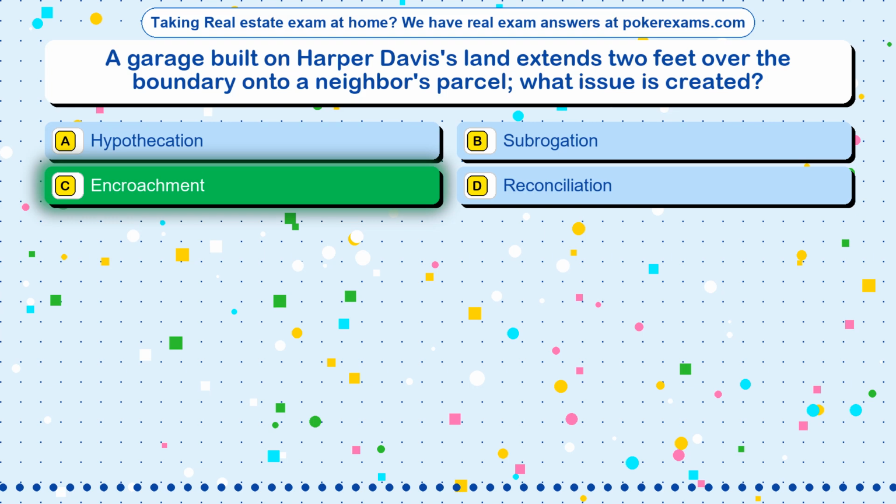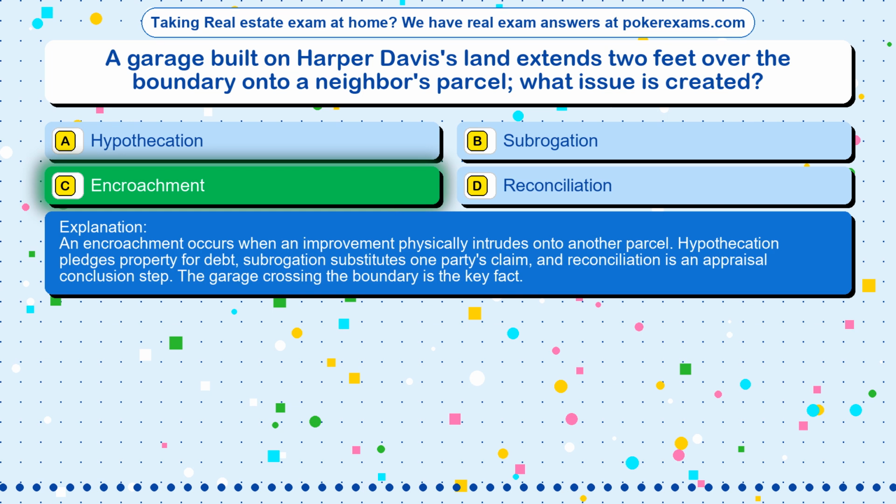The correct answer is option C. Encroachment. An encroachment occurs when an improvement physically intrudes onto another parcel. Hypothecation pledges property for debt. Subrogation substitutes one party's claim, and reconciliation is an appraisal conclusion step. The garage crossing the boundary is the key fact.